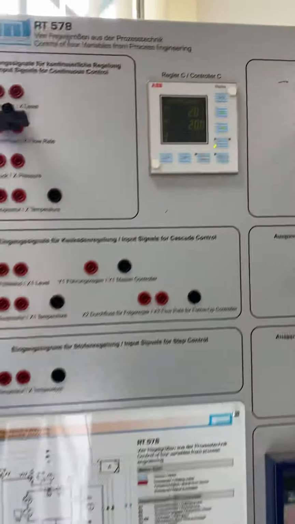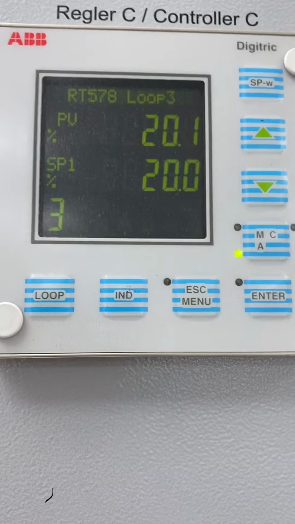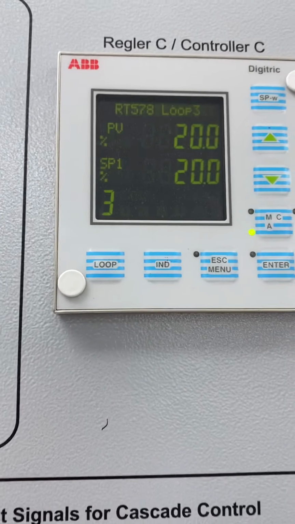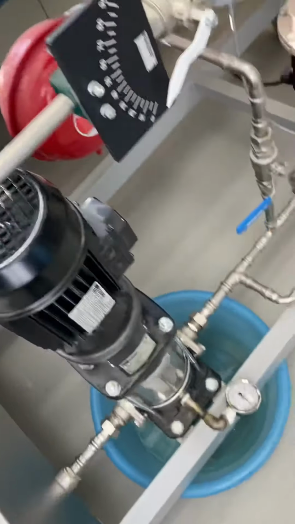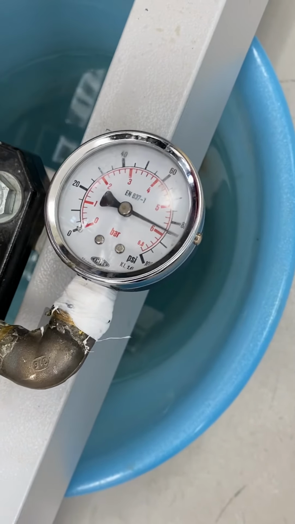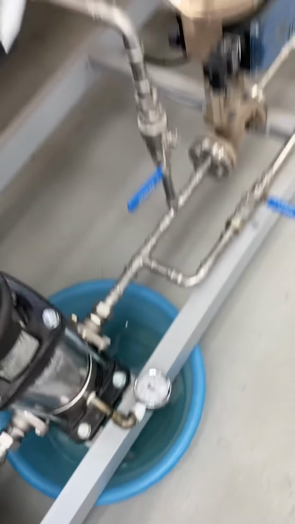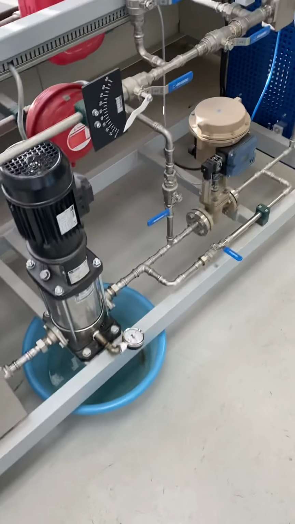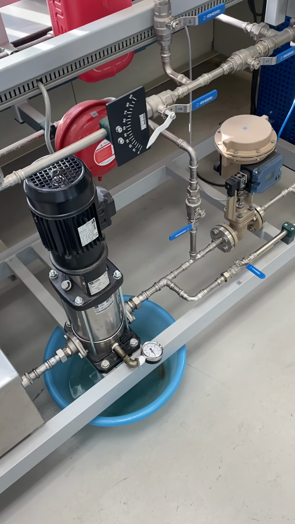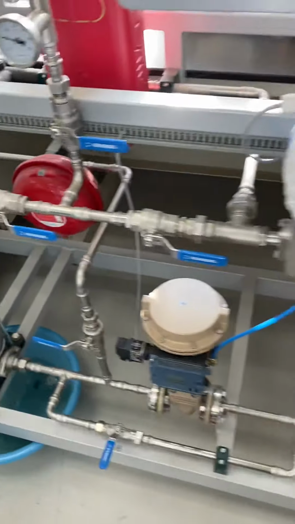Now the process value reads 20%, as you can see. And just give it a few seconds to stabilize. It's matching with the set point. And if you look at the discharge pressure right now, it's slightly decreased from 6 bars to 5.8. It went down from 6 to 5.8.